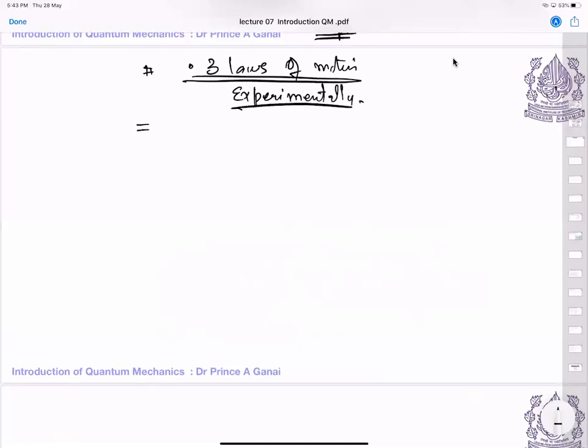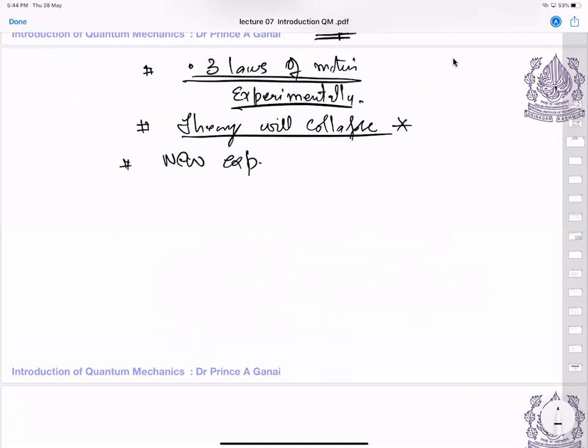And if there is a single experiment that goes against a postulate, any postulate, then the theory will collapse. The theory will collapse even if a single experiment is able to falsify its postulate, right? Then you will have to discard the theory or you may have to modify it. This is a very important thing. Now the question is that we have new experiments, fine. So we have a new experimental setting, right?